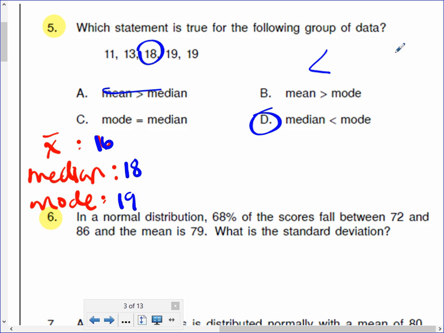Find the information, compare it carefully and correctly. Make sure you know which one of these is which. The one that looks like an L means less than. Questions on 5? Okay, number 6.